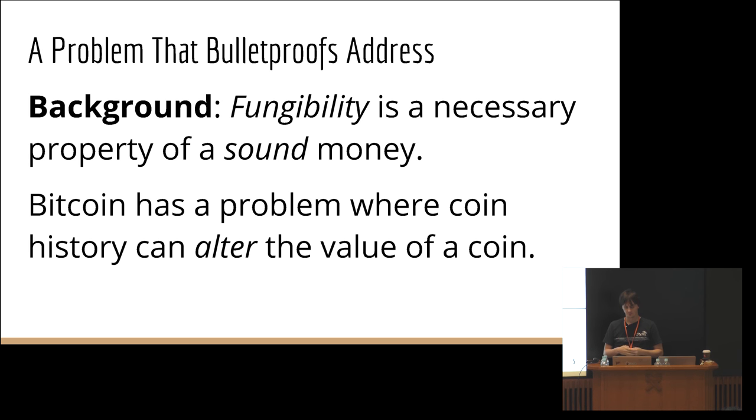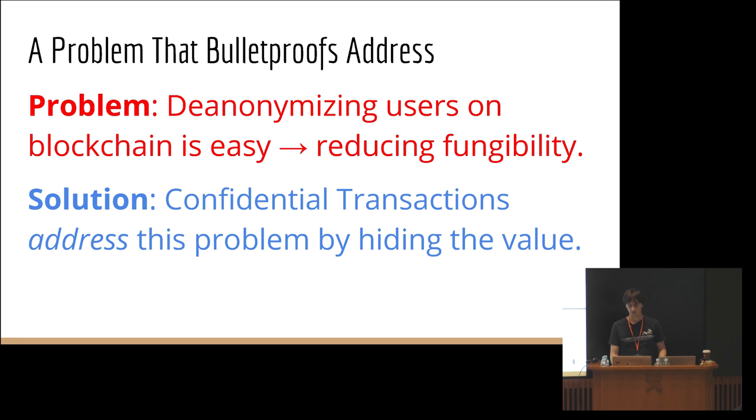So Bitcoin has a problem because it's not very private. In fact, it's one of the least private currencies that exist. And this is because the ledger is completely public. We can all check where every coin originated back to the dawn of time, to the mining coinbase transaction where it came from, or mining transactions, I should say. So anyway, the problem here is that de-anonymizing users on the blockchain is easy. Like I said, we can track coins and stuff.